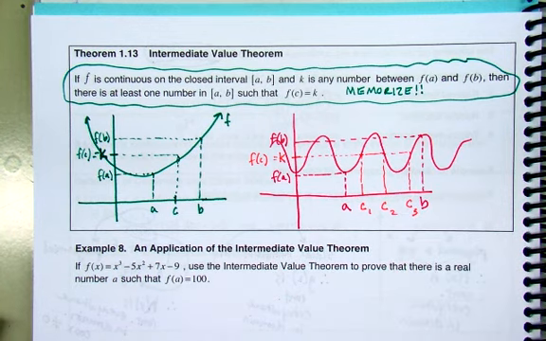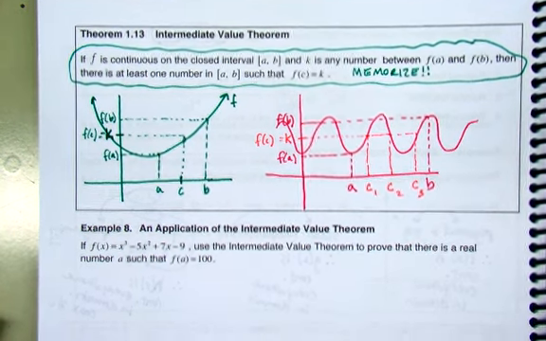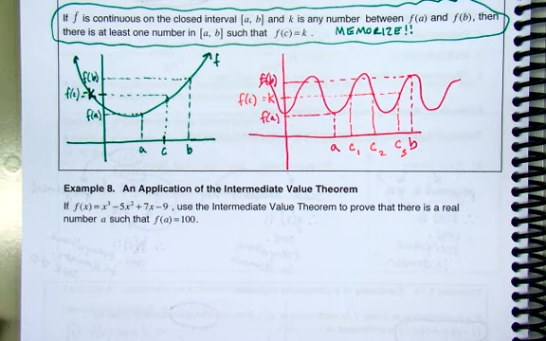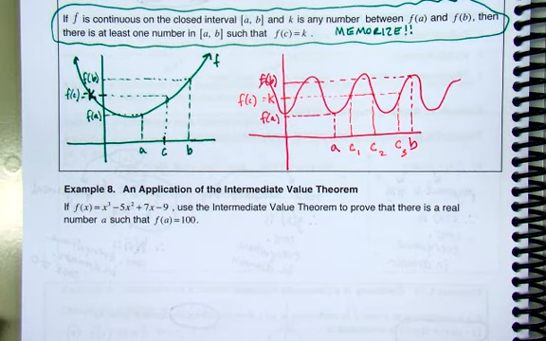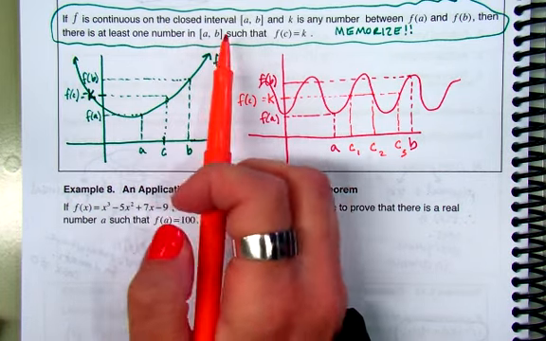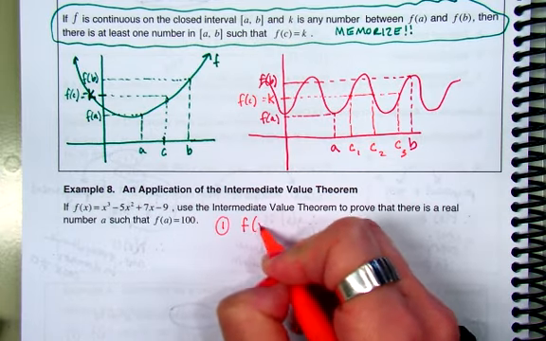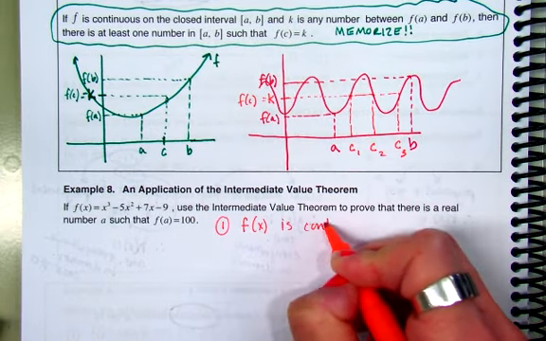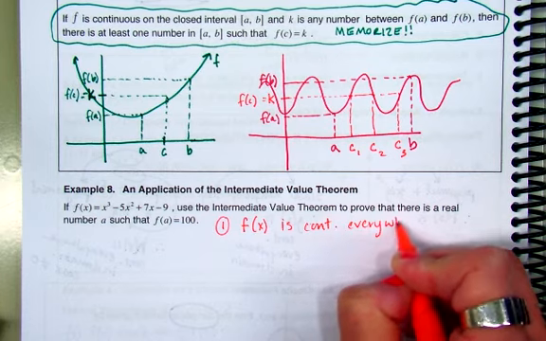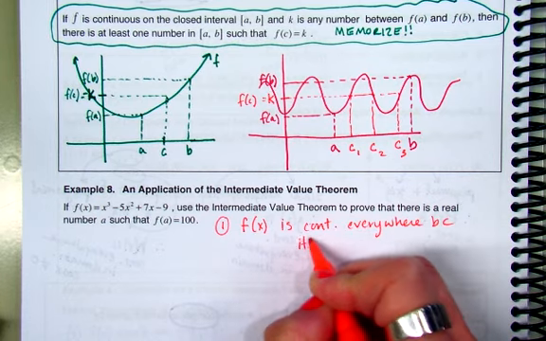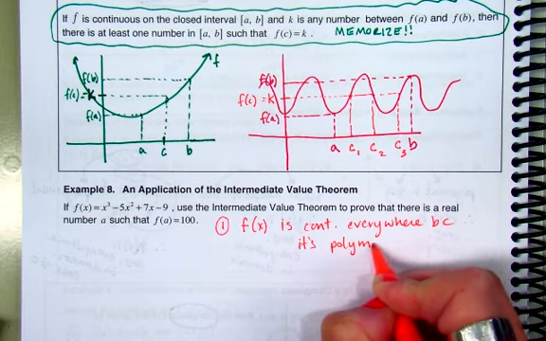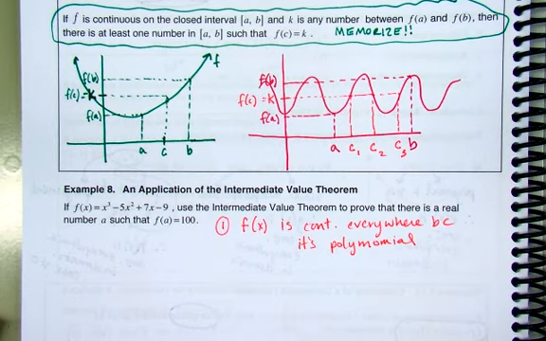Okay, let's look at applications of this now. If f of x were given this nice polynomial, use the intermediate value theorem to prove that there is a real number a such that f of a equals 100. First step on these always is to show that f is continuous on the closed interval a to b. So the first step is to say, yes, f of x is continuous, in this case everywhere, because it's a polynomial. And we know from yesterday's lesson that polynomials are continuous everywhere. So that's step one.